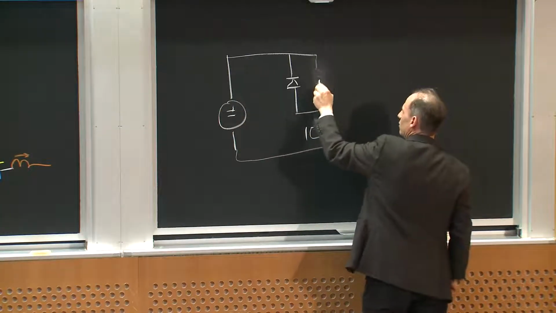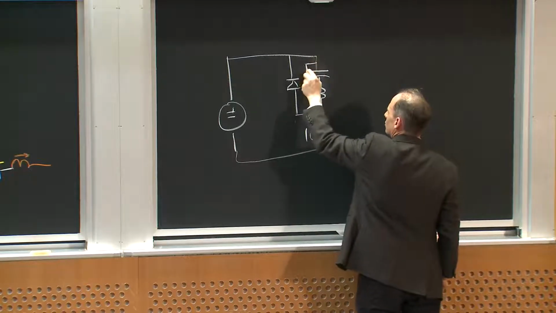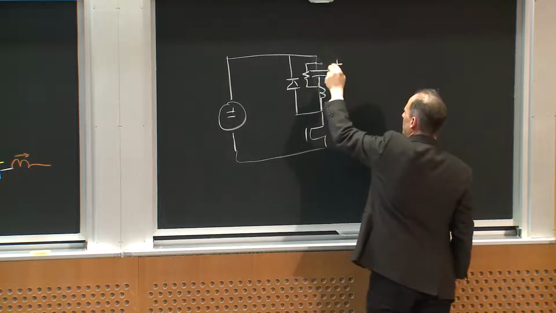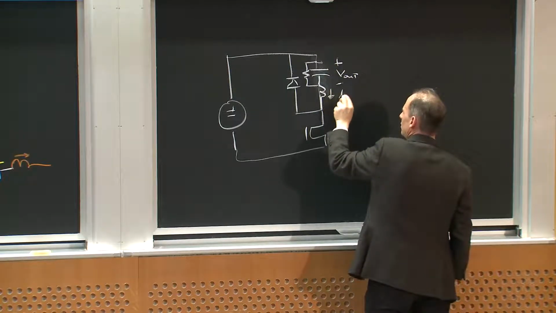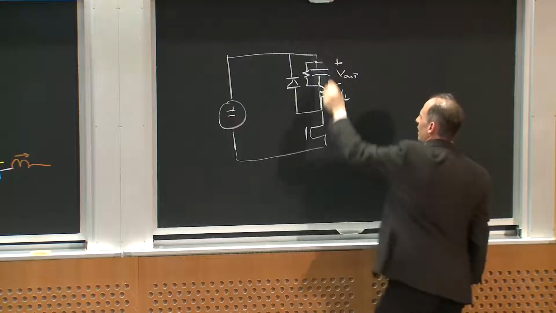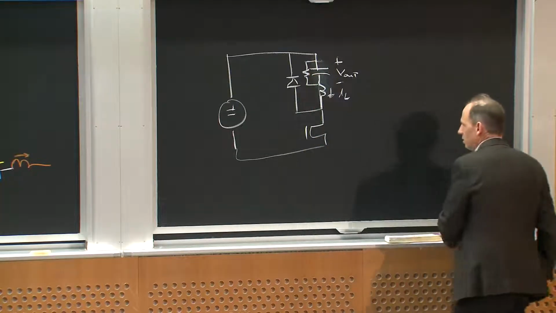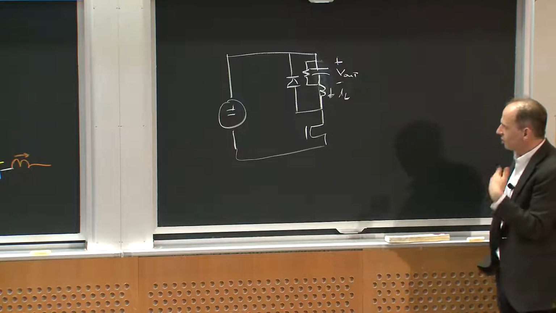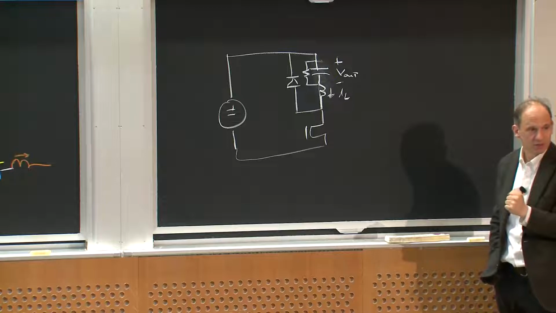So, here we go. Here's my output capacitor and my output resistor, for example. Here's V out, and here's IL. Okay? That's a buck converter. And we're going to have to do some work to get soft switching in this converter.